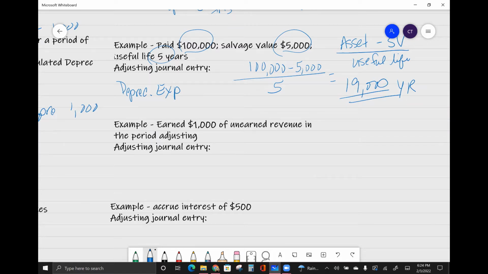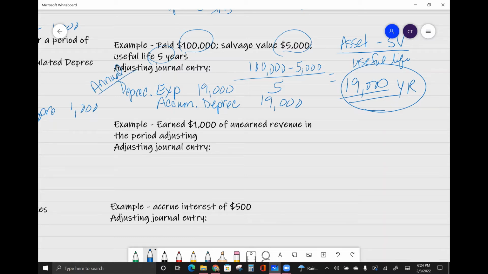We're doing the whole year. So we're going to do the whole 19,000. And whatever this asset is, it's going to be the accumulated depreciation of whatever that asset is, vehicle, equipment, building, whatever it is. Okay. So that would be my annual entry to adjust my assets. I have to adjust because they depreciate over time, right? They don't stay brand new.